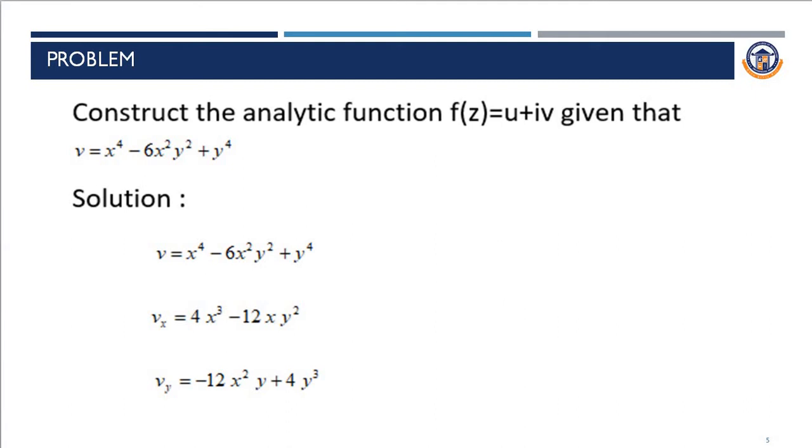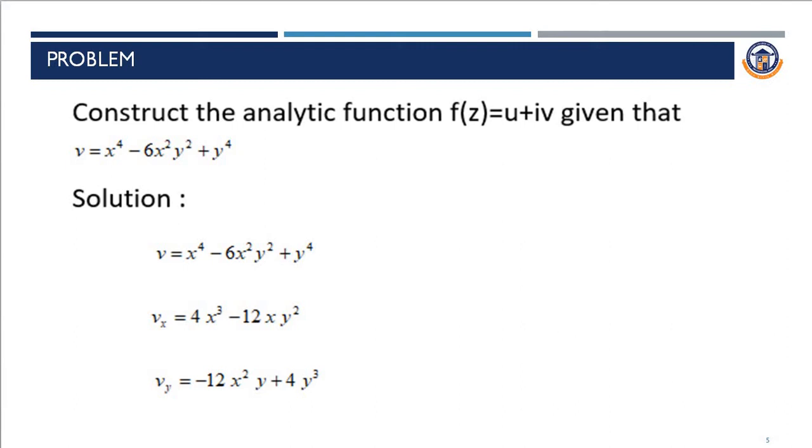Differentiation of the first term is 4x cube. Then the second term, minus 6x squared y squared. Here x squared is the only variable, the remaining minus 6y squared is a constant term. So differentiation of x squared is 2x, multiplied with minus 6y squared, you get minus 12x y squared. Then the third term is y power 4. Differentiation of y power 4 is 0 because y power 4 is a constant term. We already know the formula for differentiation of a constant term is 0. Therefore, finally we get Vx equal to 4x cube minus 12x y squared.